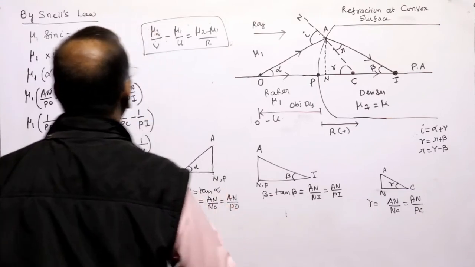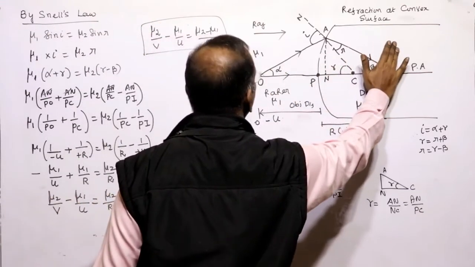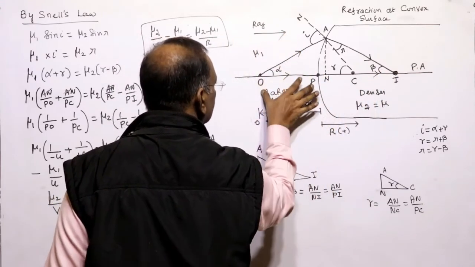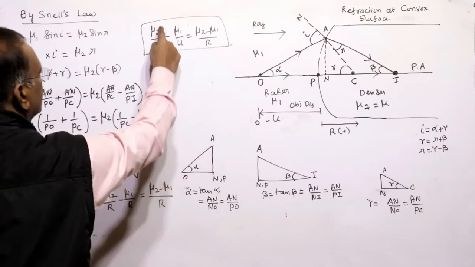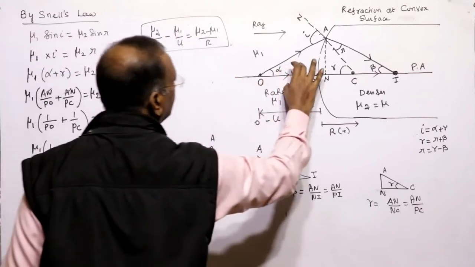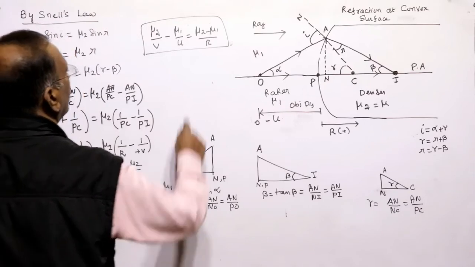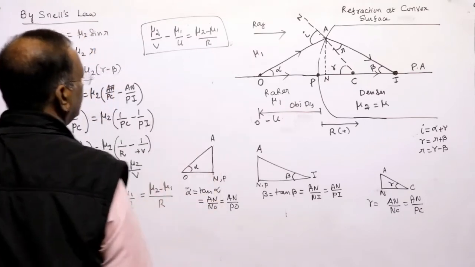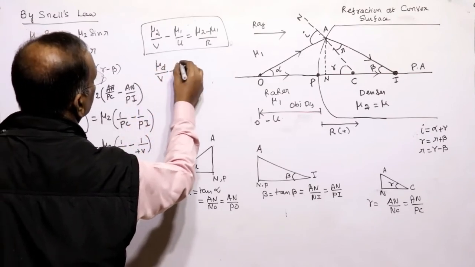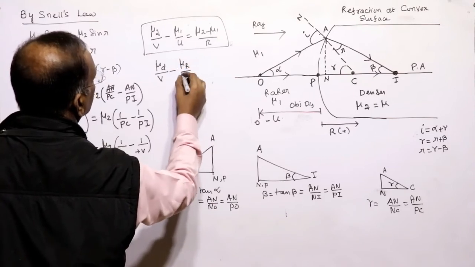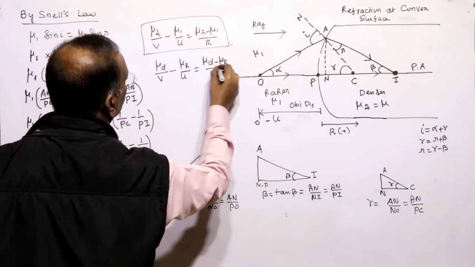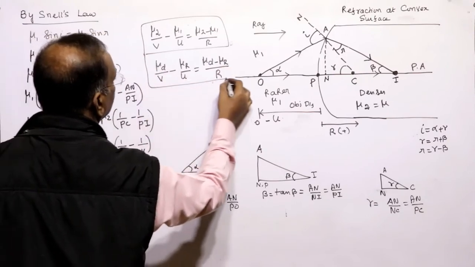So how can we remember it? Refractive index of the denser medium divided by image distance, minus refractive index of the rarer medium divided by object distance, is equal to refractive index of denser minus refractive index of rarer, divided by R. This is the way you remember.